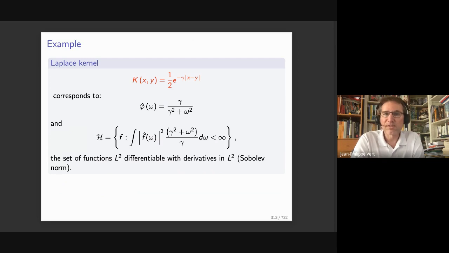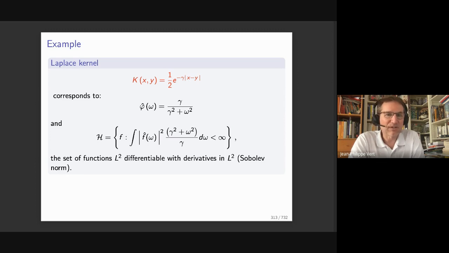Let's do the computation here. First, this is a translation invariant kernel. It depends on x minus y, so we can associate a phi to this kernel, which is 1/2 times exponential of minus gamma times the absolute value of t. This is an integrable function. We can compute the Fourier transform, which is also integrable. It is equal to f hat of omega equals gamma over gamma squared plus omega squared, left as an exercise.